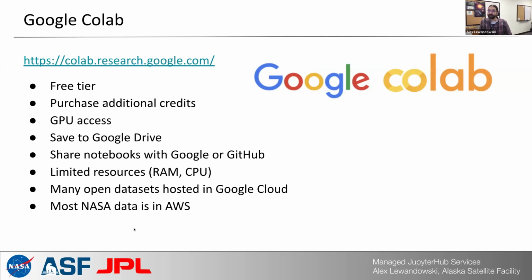There are many open data sets hosted in Google Cloud. However, most NASA data is not hosted in AWS. If you're pulling a small amount, I've definitely worked in Colab notebooks where I'm pulling small amounts of NASA data, and I haven't had any problems moving them from US West in AWS over to Google Cloud. But if you were trying to download lots and lots of data, I imagine that would become a problem.